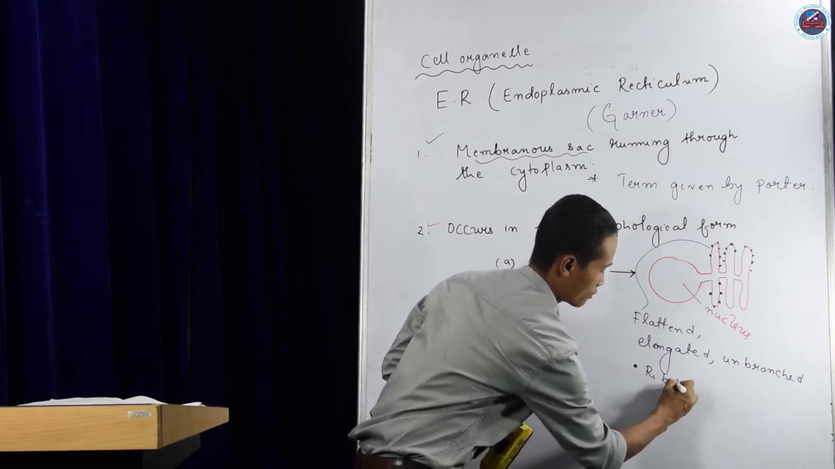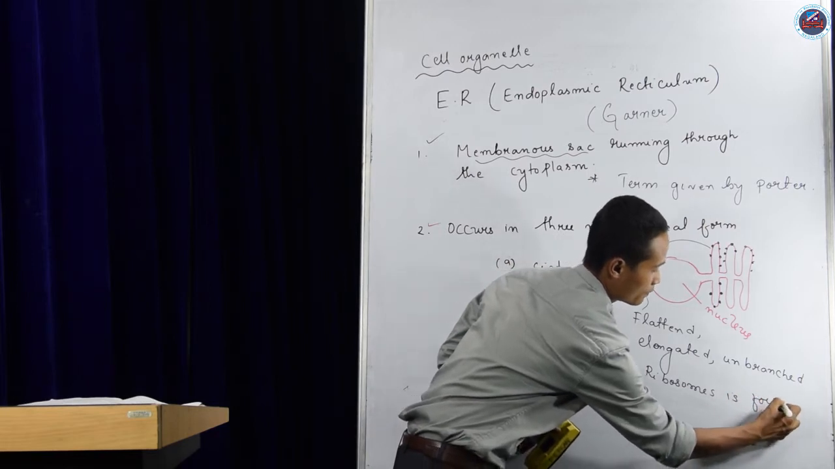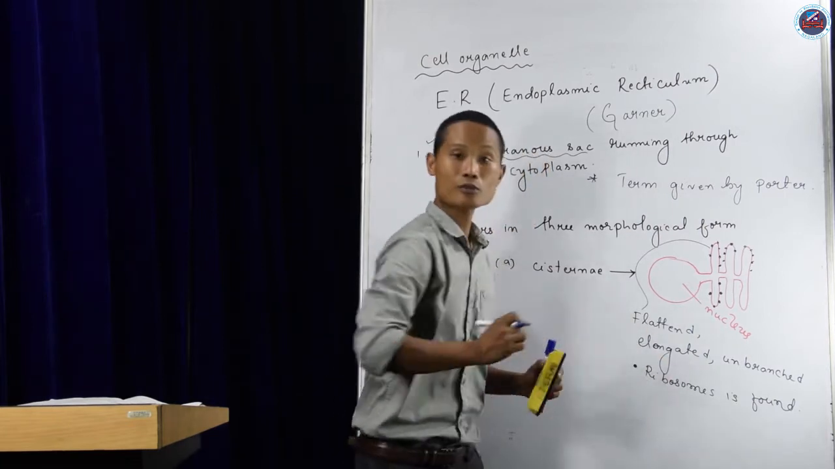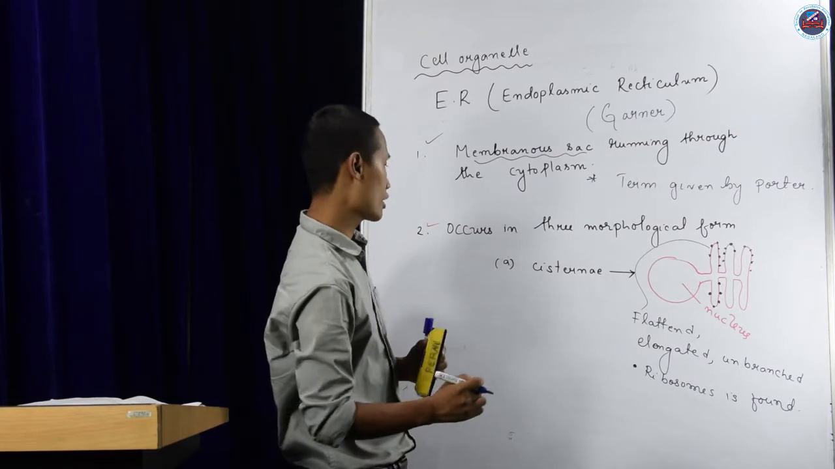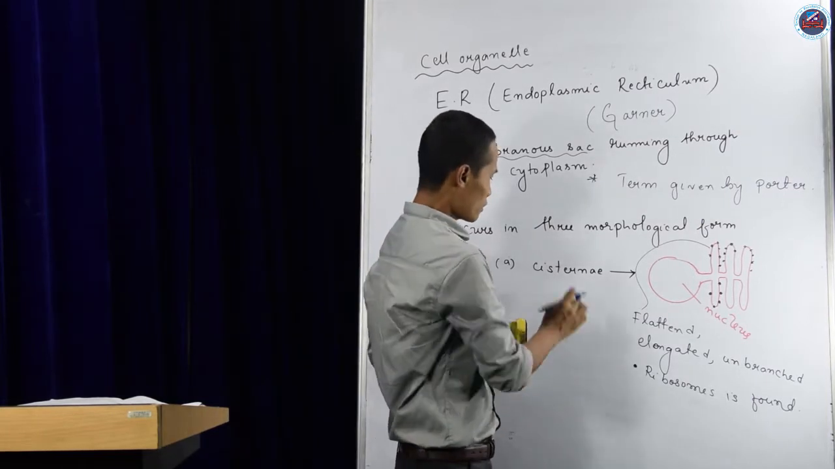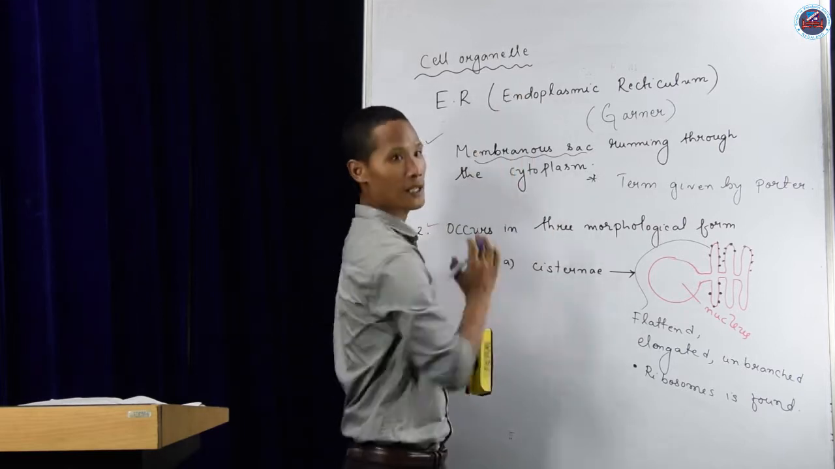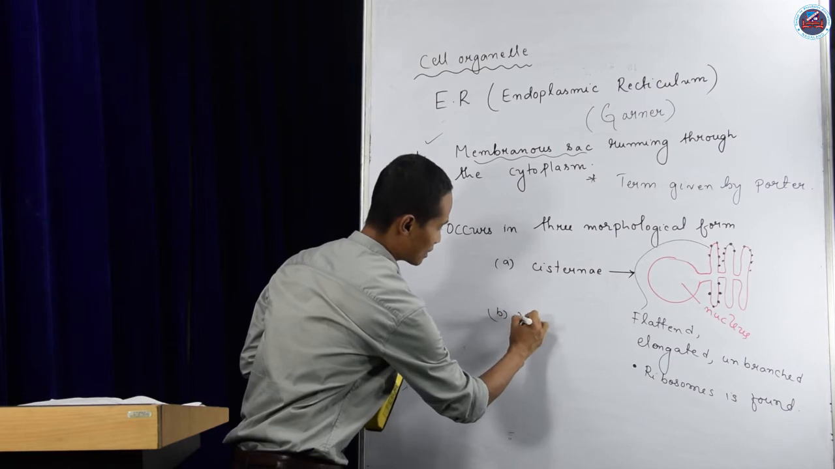Ribosomes are found. As you know, these ribosomes are involved in the process of protein synthesis. So this is one form of your endoplasmic reticulum. Second is vesicles.